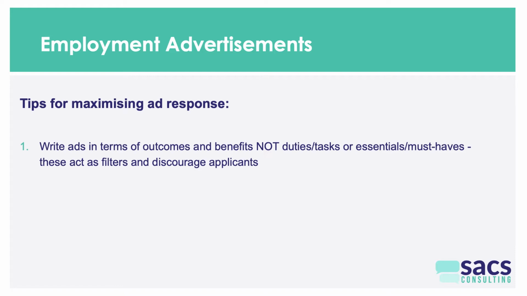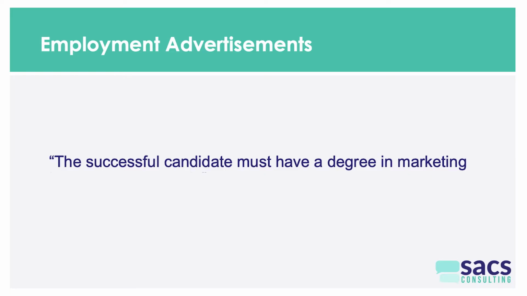First one, write ads in terms of outcomes and benefits, not duties and tasks or essentials, must-haves. These act as filters. Now, filters. What do I mean by a filter? A filter is where somebody writes something into an employment ad to cause the wrong people not to apply. So that would be things like, the successful candidate must have a degree in marketing.